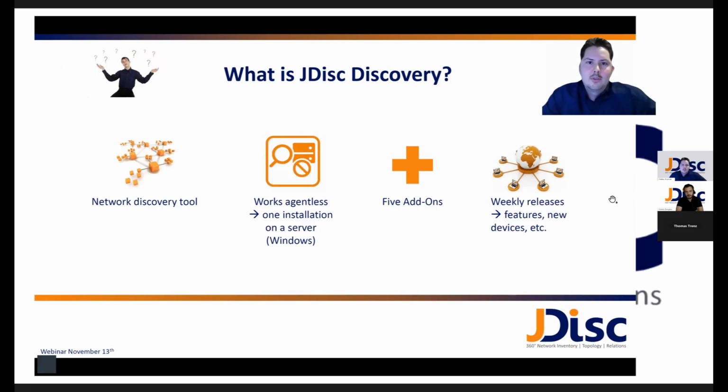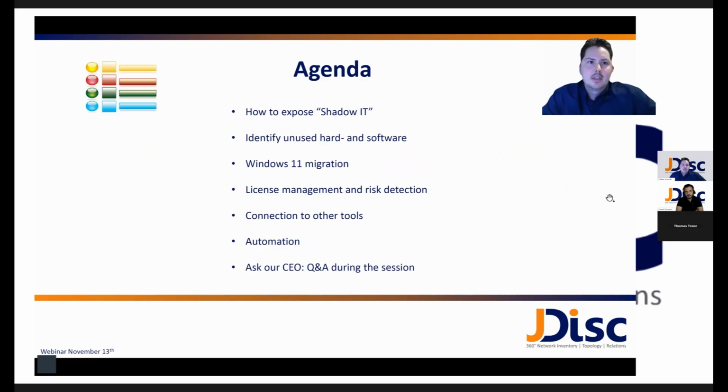So what are we doing today? This is our agenda. First is how to expose shadow IT: what kind of devices are in your network that you could discover with JDisc, which maybe aren't supposed to be there. Then we go to identifying unused hardware and software. You can find which devices aren't used and also software which isn't used and maybe is too costly, so you can save money. For those who haven't already migrated to Windows 11, there's a cool report which shows which devices are ready and which are not.